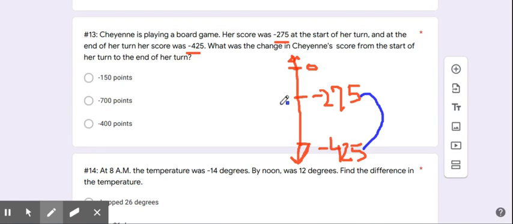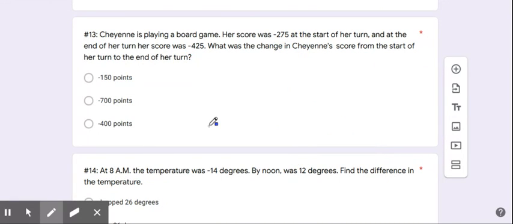Well, we're obviously going down, right? If I'm here and I end up here, I've gone down. That's why all of my choices here are negative. That means I'm going down. Well, how far down do I have to go to get from -275 to -425? That's what you'll need to choose in these options. How far down did you go?